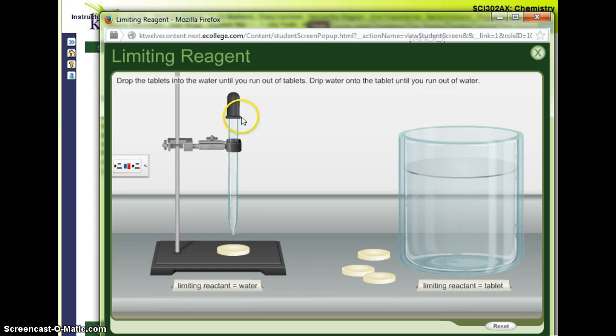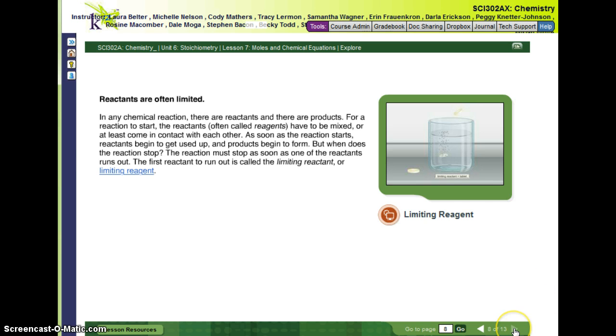So again, we saw this before. We have just a tiny little bit of water. We put it in. It causes the tablet to shrink because it's reacting and forming the product of those bubbles, probably carbon dioxide. And then you're done because you ran out of water. Water is your limiting reagent.